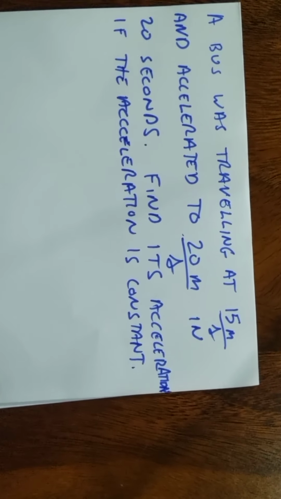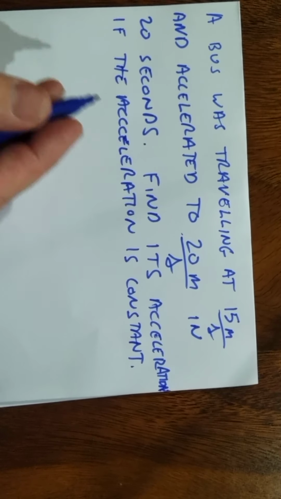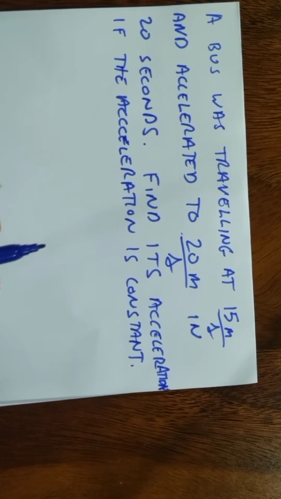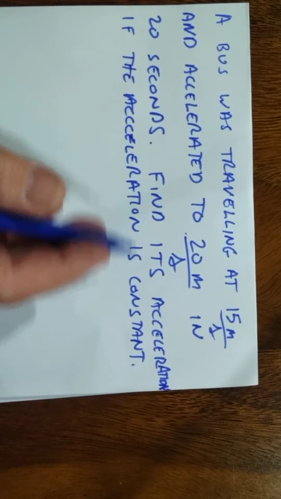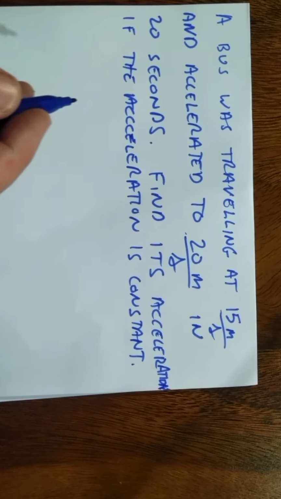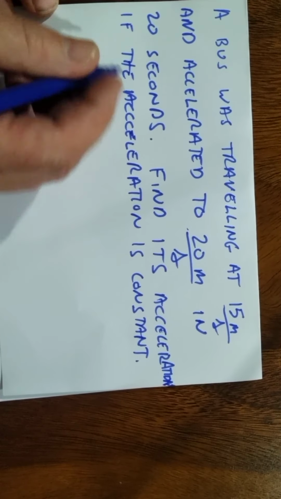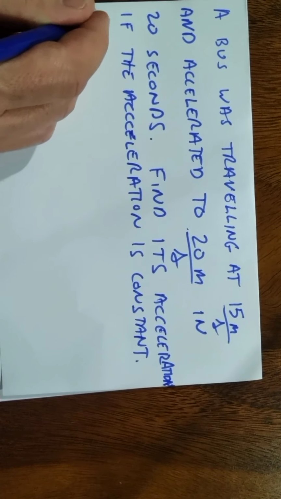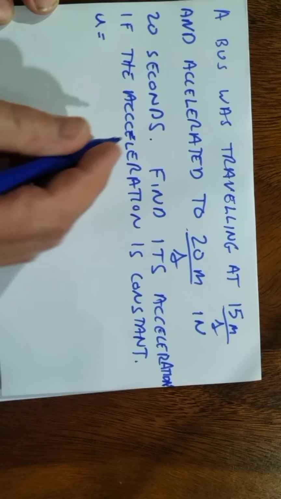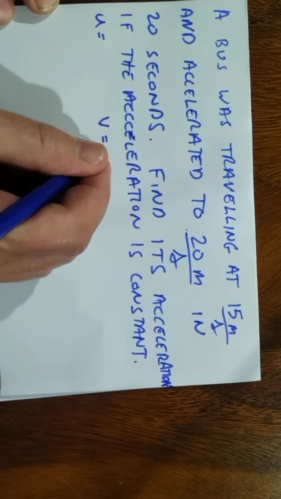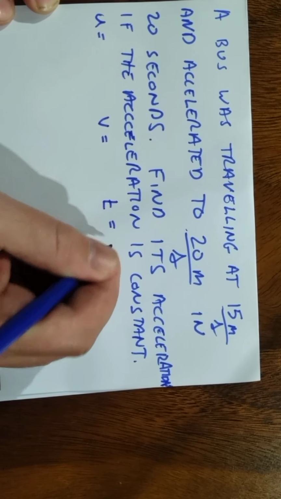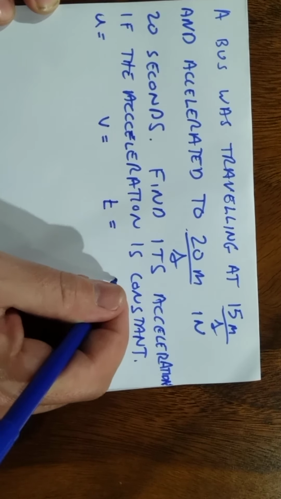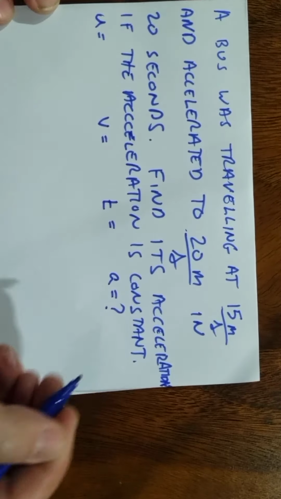So we're going to look at one example, and the example is a bus was traveling at 15 meters per second, and accelerated to 20 meters per second in 20 seconds. So what I would do is define each. I would first say, okay, u equals this, v equals this, and t equals this, and a is what we're looking for.